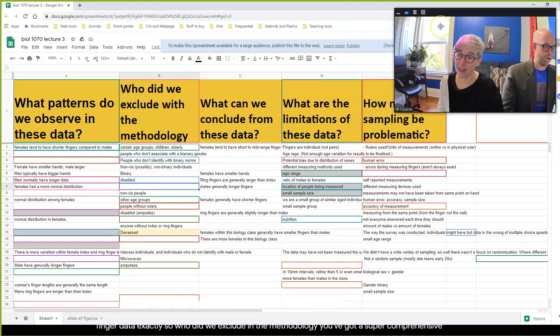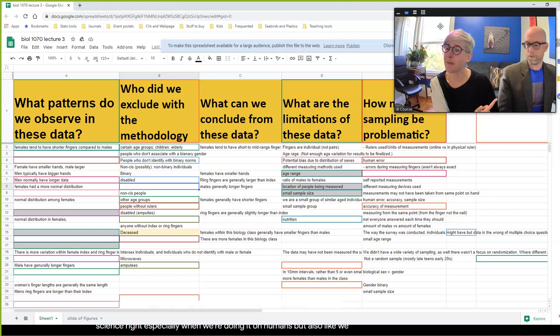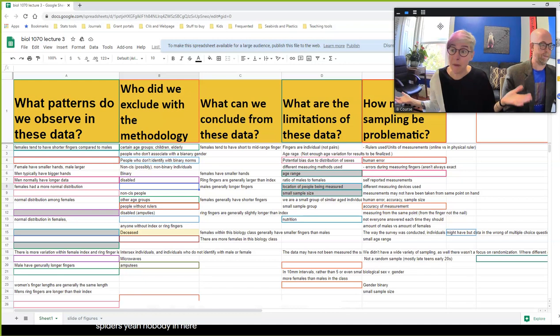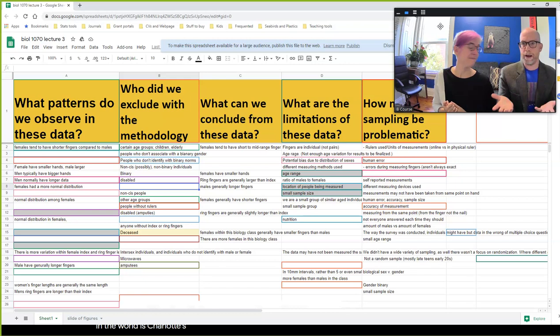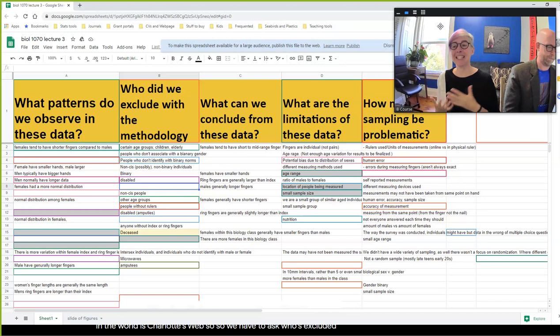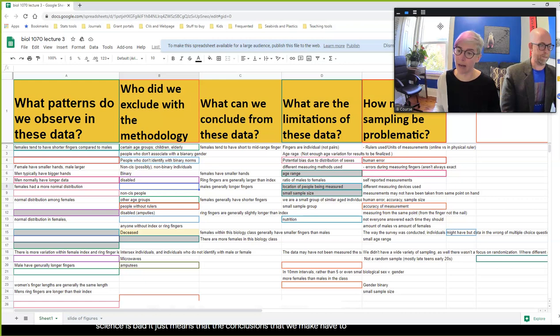Again, it's really important to recognize who is not in the room when we're doing science, especially when we're doing it on humans, but also, like we talked about before, female spiders. Nobody really knows much about them, even though the most famous spider literature in the world is Charlotte's Web. So we have to ask who's excluded. It doesn't necessarily mean that the science is bad. It just means that the conclusions we make have to recognize that there are organisms or traits or ecosystems that are excluded from the conversation.